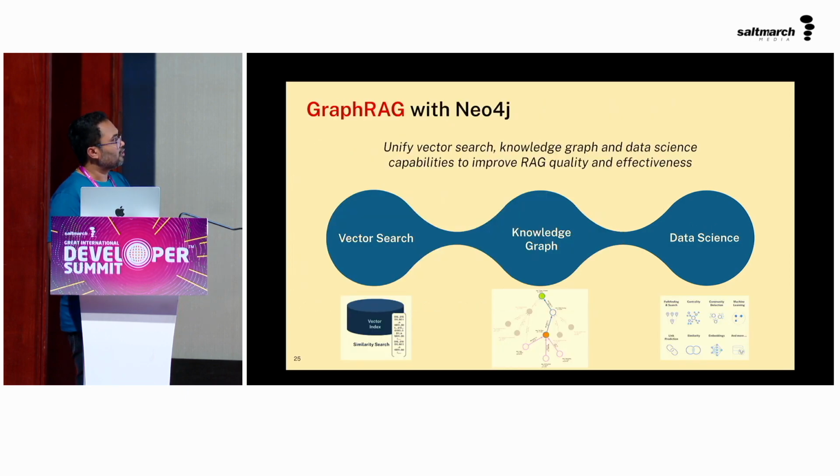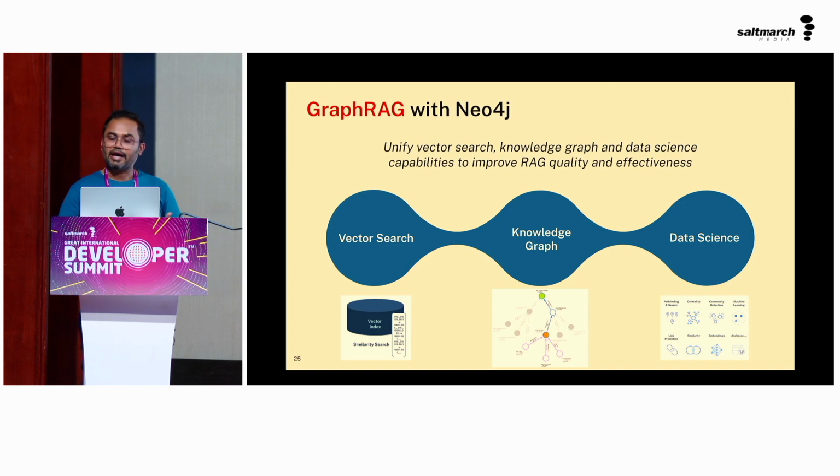And just to summarize, right, by unifying these three approaches of vector search, knowledge graph, and data science, it can certainly improve the RAG quality and effectiveness, and the graph RAG is the way to go.